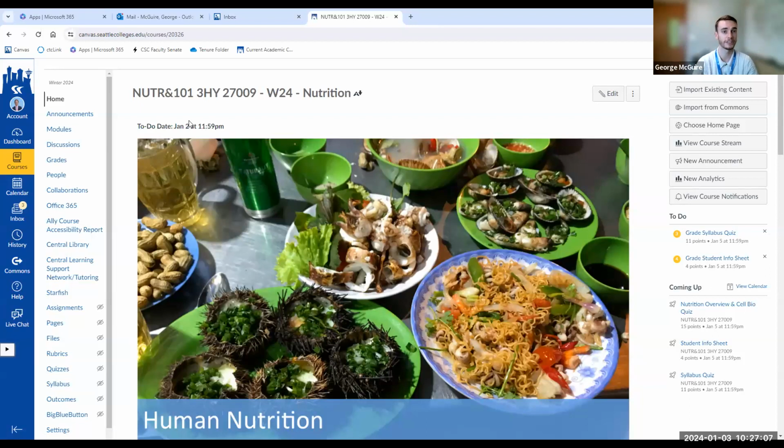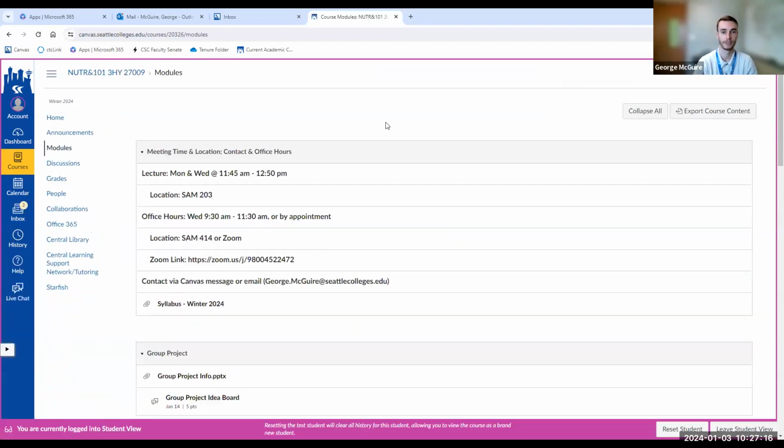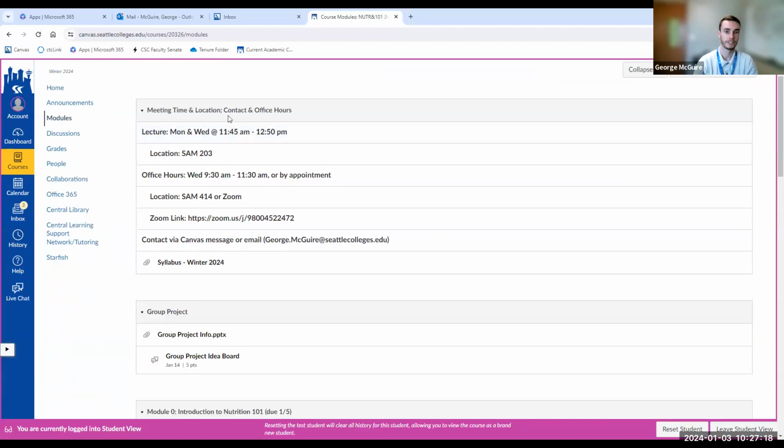Basically, everything else that you need in this class is going to be accessible through the modules page, the modules tab. Let me actually go into student view, so I'm only seeing what you guys have. Okay, so at the very top, we have general information. This will always live at the top here with our meeting times and locations. Again, this is section 3. So if you're in section 4, this says Tuesday, Thursday, and we're in SAM 307. Everything else is generally the same.